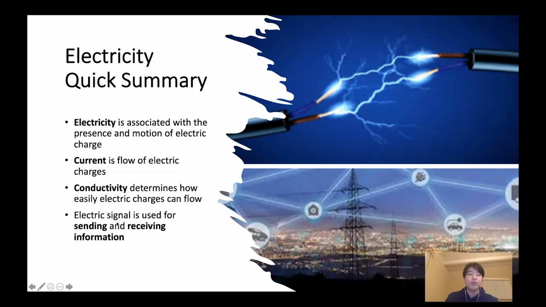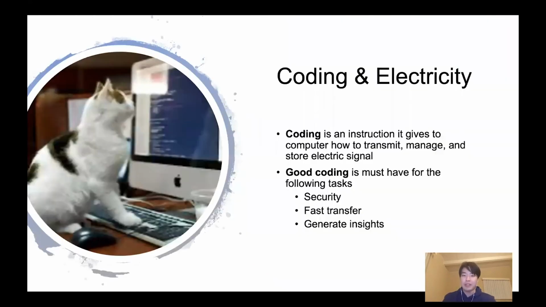And we said the reason why we study current or electricity a little bit is because this current can carry or send or receive information. And what's important about information? How do we communicate with machines or computers? By coding. That's why we have learned a little bit about electricity.